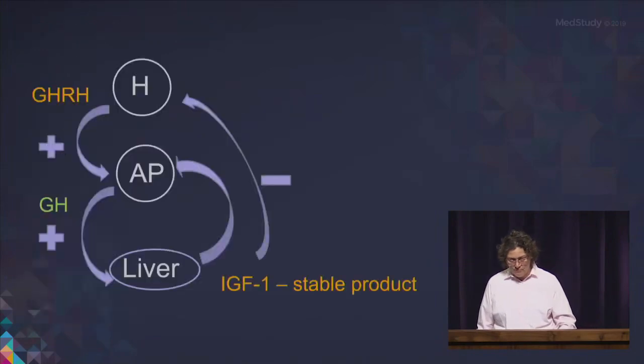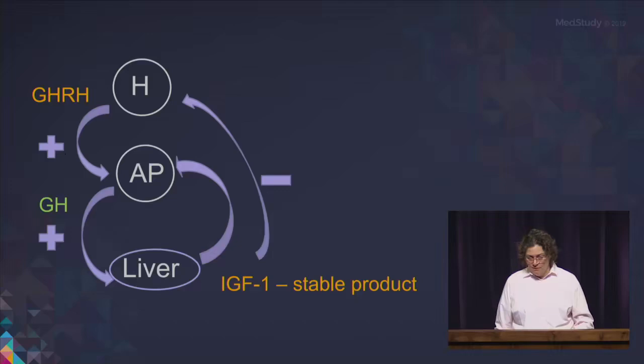So again, for those that are visual, you're going to find that growth hormone is made by the anterior pituitary under regulation of growth hormone releasing hormone. Its end product is made at the level of the liver, which is called IGF-1. And it's the IGF-1 at the level of the liver that will then feed back on the hypothalamus and the anterior pituitary.